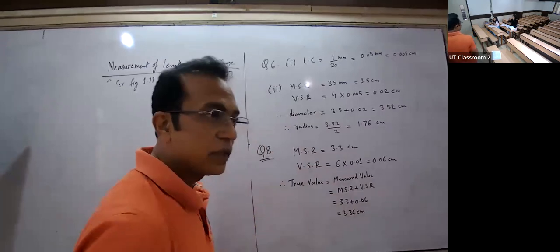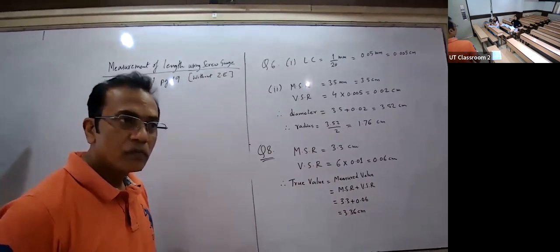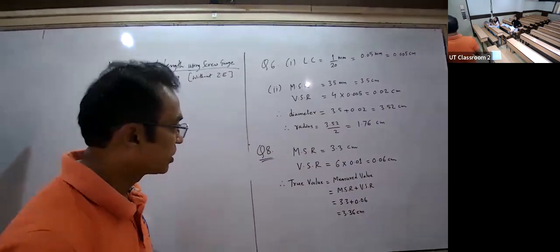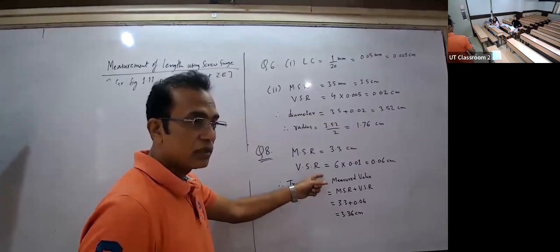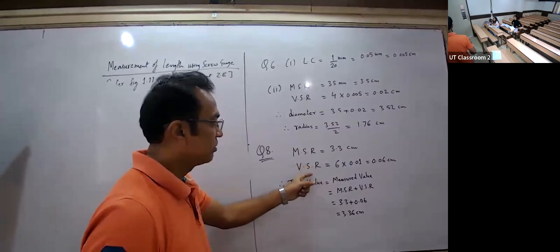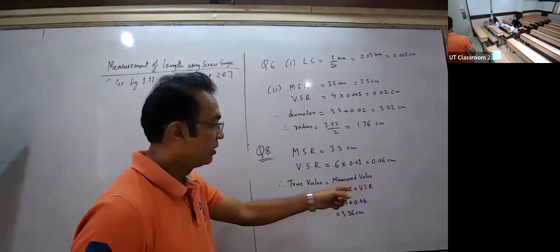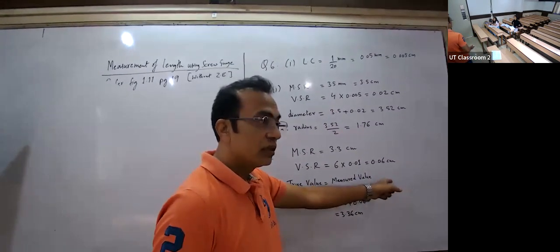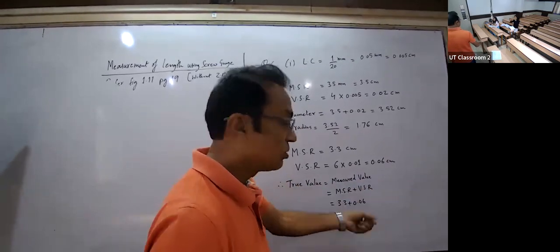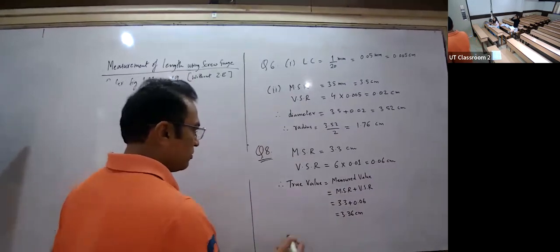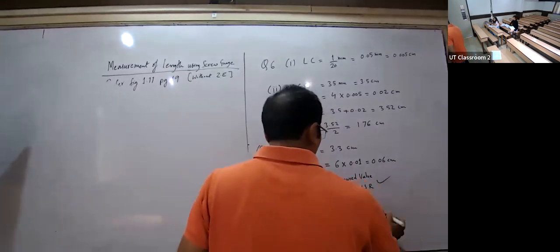So why are you taking time? Acha, you had calculated. No, but don't write the answers directly. Show MSR, VSR, then add them. And if there is any zero error, then you reduce that also. But is there any zero error? No, no zero error. So when no zero error, this is the correct answer.